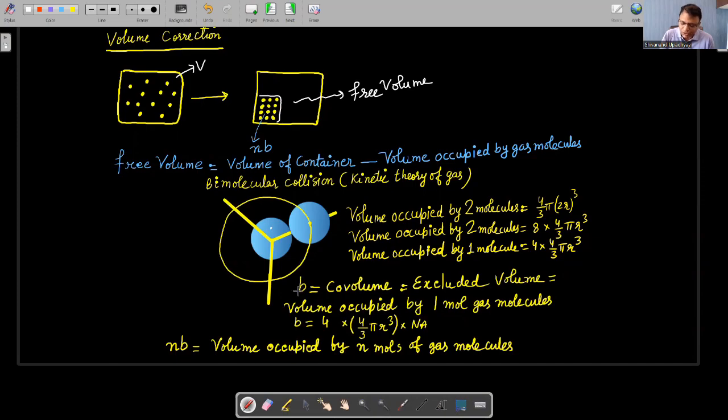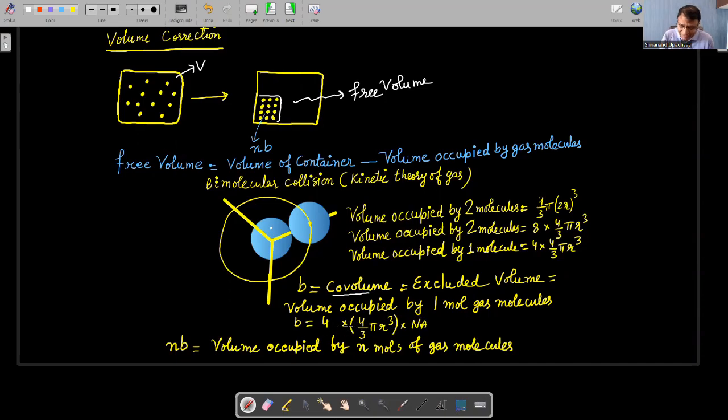So B is known as co-volume. Co-volume is very logical. Co means together. So together they are occupying this volume, or we can say excluded volume. In this volume, no third molecule can enter. So that's why its name is excluded volume. So co-volume, or excluded volume, is denoted by B, which is equal to the volume occupied by 1 mole of real gas molecules. And we know that B is equal to 4 into the volume of one molecule into Avogadro number.